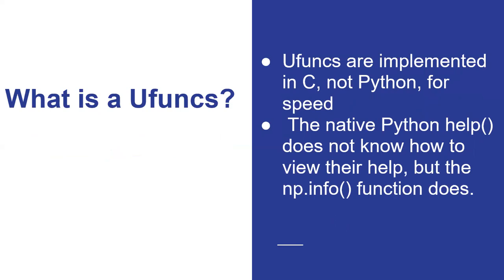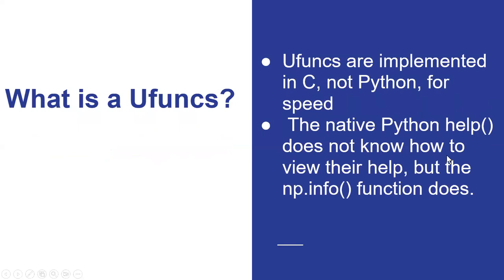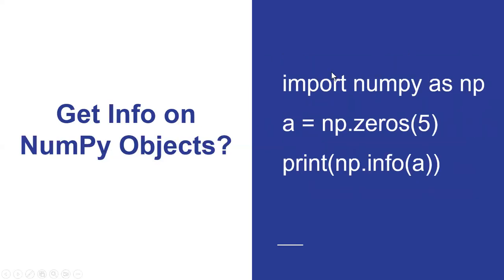Let me just show you an example of how you do it. First you import NumPy as np. To get info on the object A, which is the array that we create, we use np.zeros to create 5 elements with zeros, and then this is an array. When you do np.info(A), it gives you all the details of that one. I'm going to show you that as an example in the lab part.